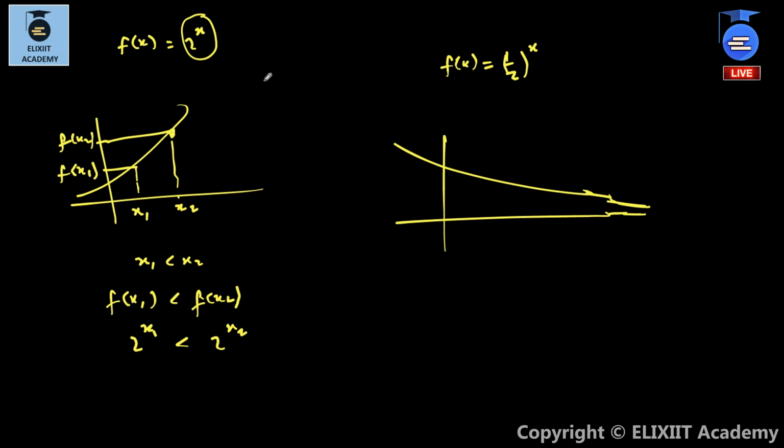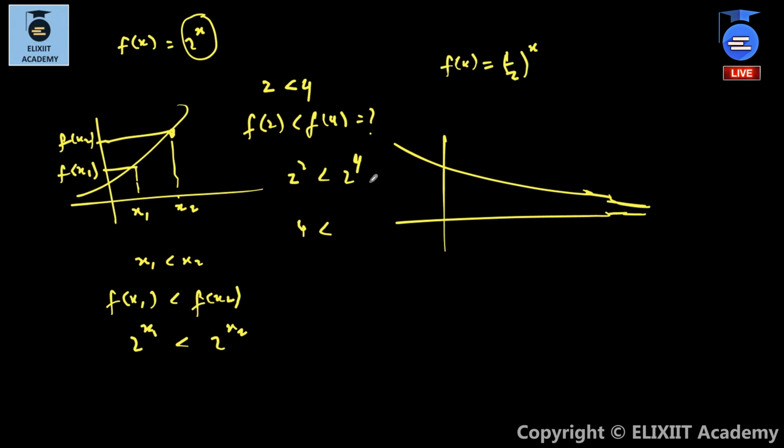You may take this: let's say 2 is less than 4. Is f of 2 less than f of 4? Definitely yes. 2 to the power 2 is less than 2 to the power 4, isn't it? 2 square is 4, and 2 to the power 4 is 16. 4 is less than 16, which is obvious.